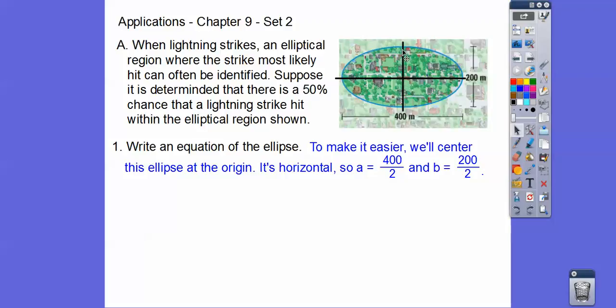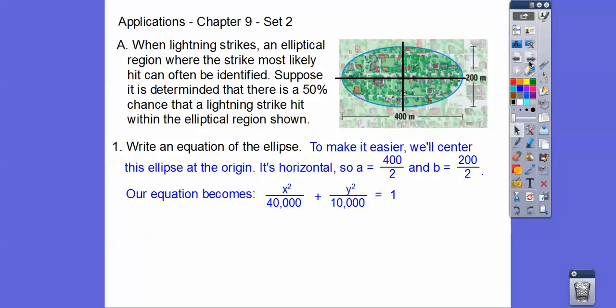Remember, since it's a horizontal ellipse right here, then the bigger number is going to go underneath the X and the smaller number. So this is the vertices right here: 200, 0, and negative 200, 0, and then this 0, 100, and 0, negative 100, because remember, this is 200. This is the co-vertices right here. And so the foci are on the x-axis right here, but it's not asking us to do that. So there we go. 200 squared is 40,000, and then 100, because 200 divided by 2 is 100. 100 squared is 10,000. So there's our equation right there.